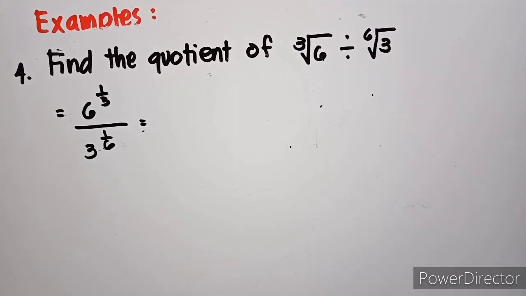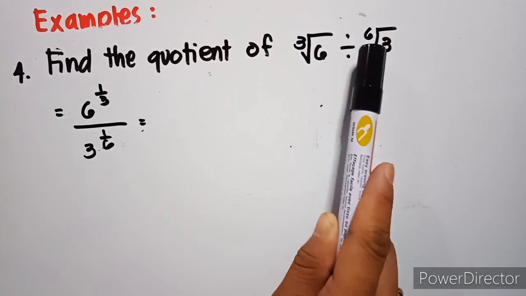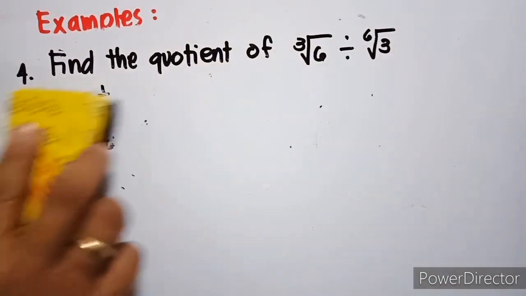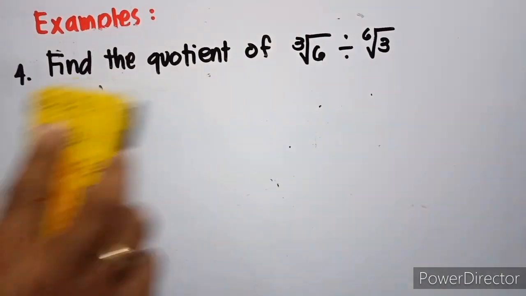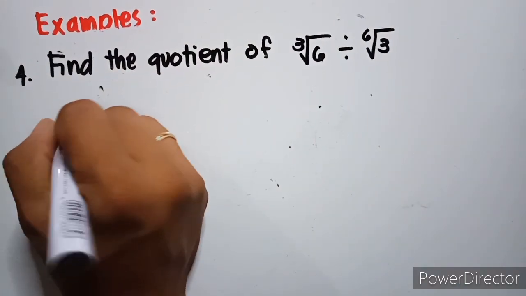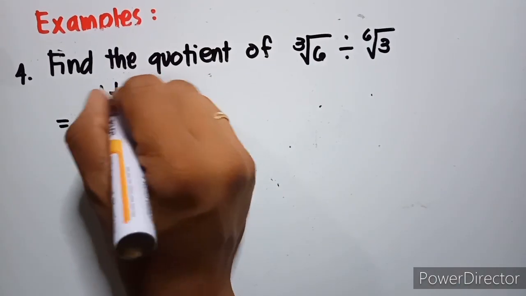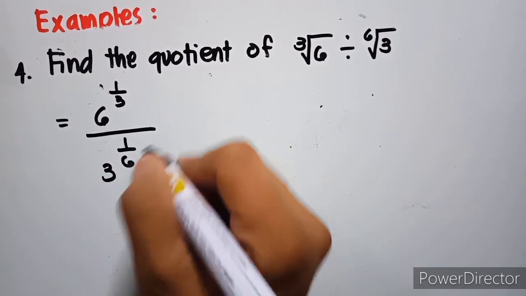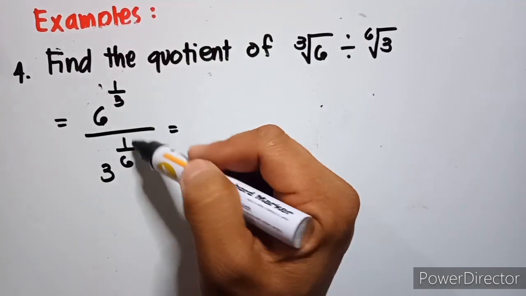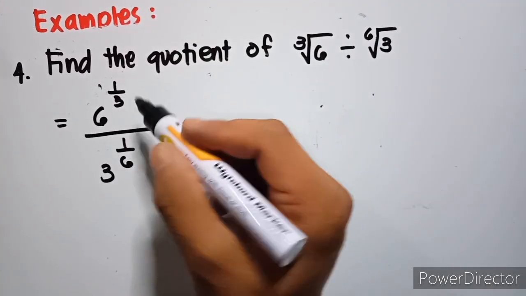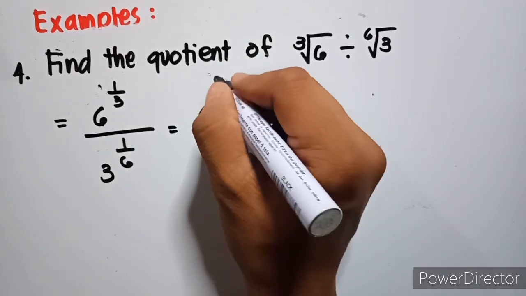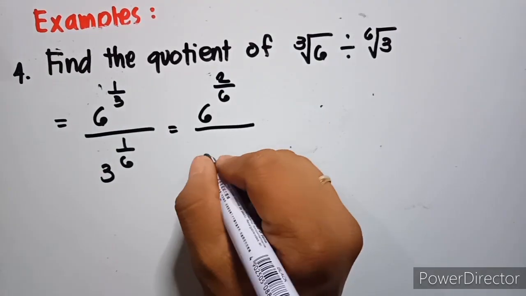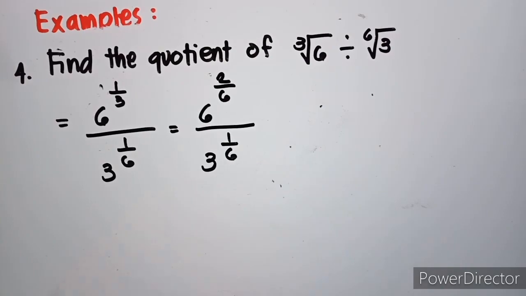So, sa example number 4, magkaiba yung ating indices, 3 at saka 6, magkaiba din yung kanyang radicand. Okay. So, ang gagawin natin dito, we are going to convert this into exponential form. So, this is equal to 6 raised to 1/3 over 3 raised to 1 over 6. Then, gagawin nating similar yung ating exponent na fraction. So, magiging siyang 6 raised to 2 over 6, 2 over 6 is 1/3, over 3 raised to 1 over 6.